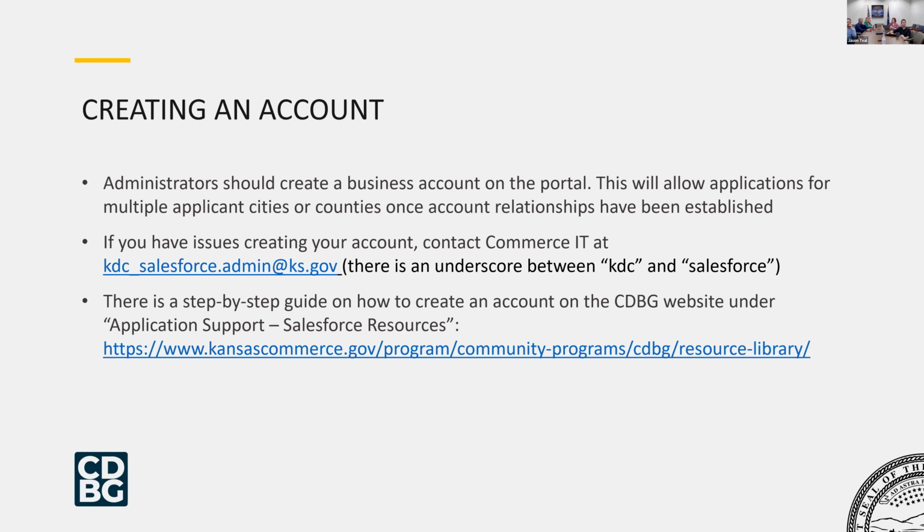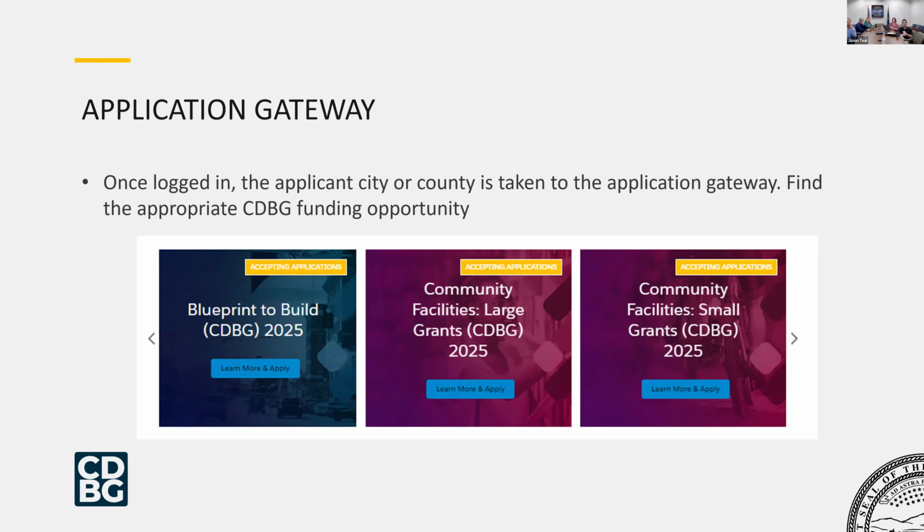So once you log in, you get to the application gateway and we no longer have that button down at the bottom that says CDBG grants. We have just these program buttons, these tiles. So you're gonna have to click on those left-hand and right-hand arrows to navigate through those tiles for the particular program you want to get to.